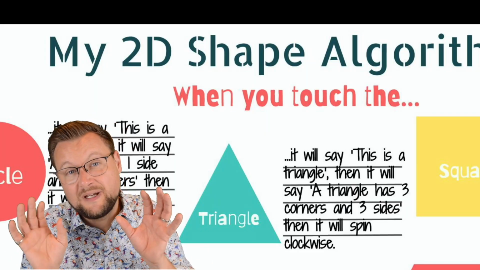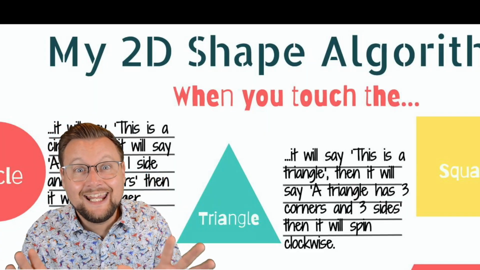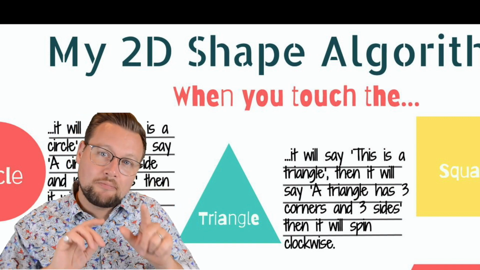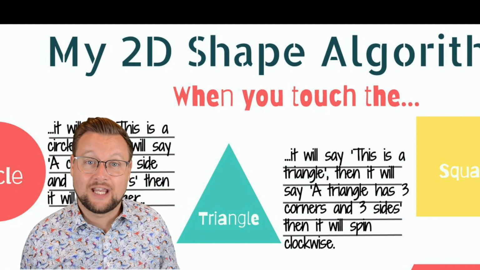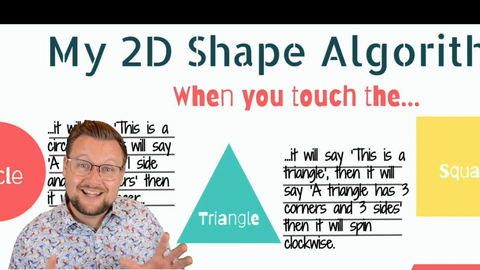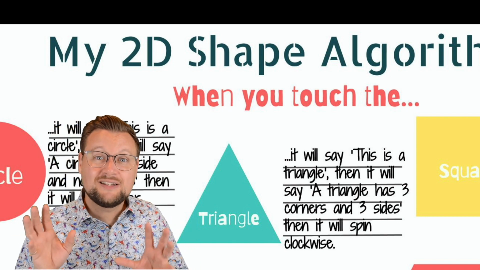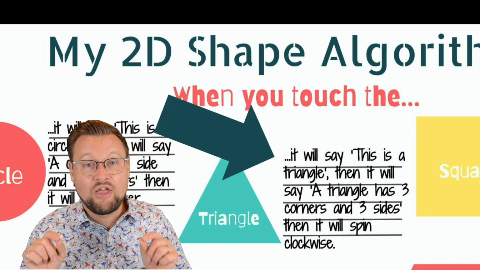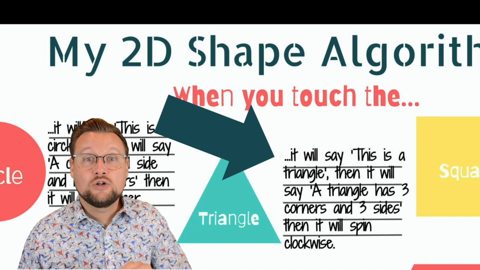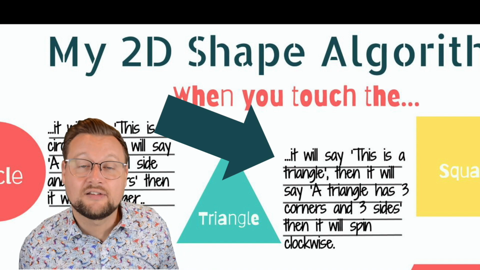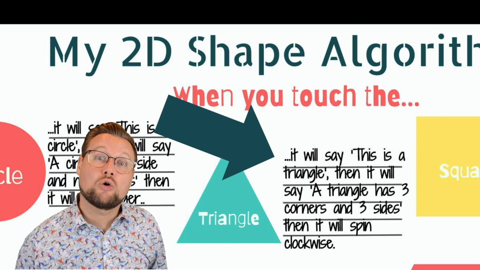Your task is going to be to write the algorithm to clearly explain what's going to happen in your program when each of the shapes are touched. So you can see in my algorithm, I said that when we touch the triangle, it's going to say, this is a triangle, has 3 corners and 3 sides, and then it's going to spin clockwise.